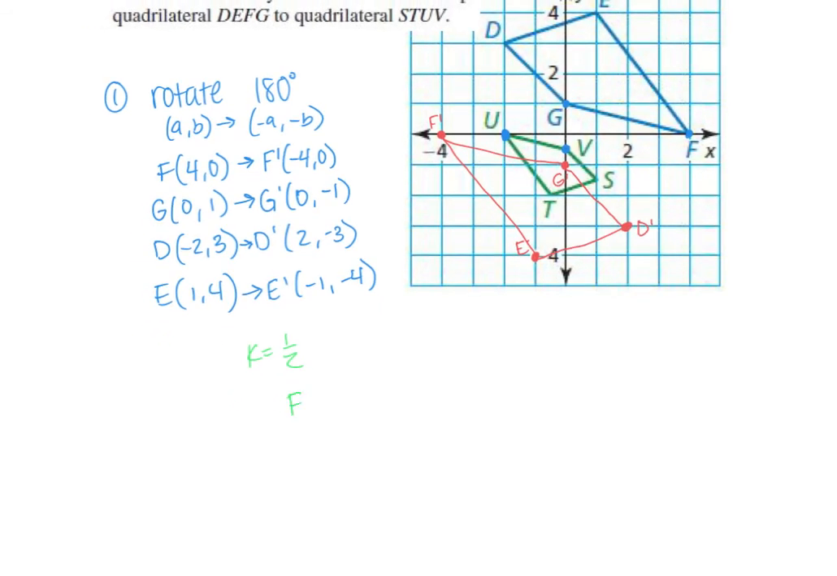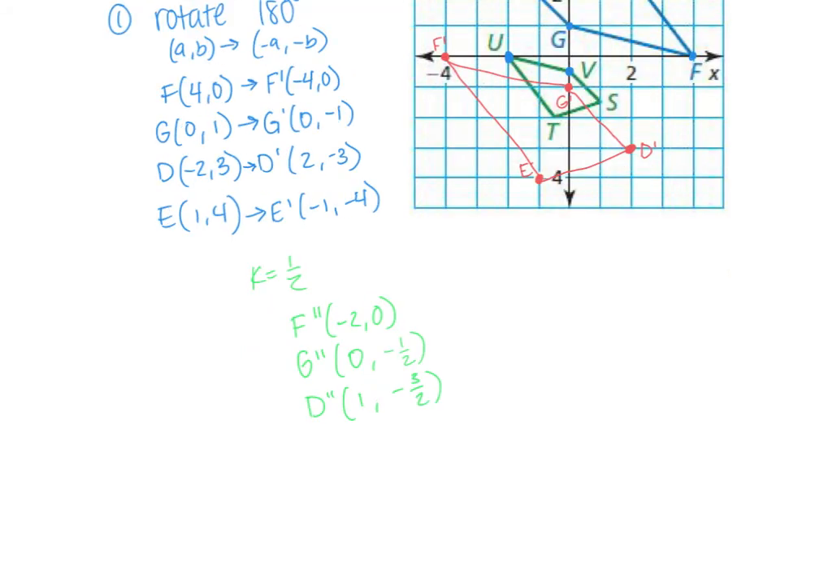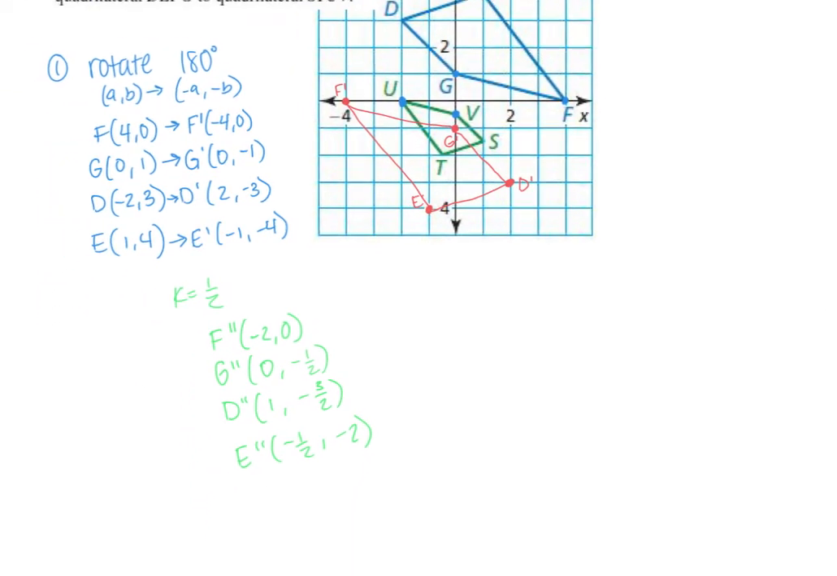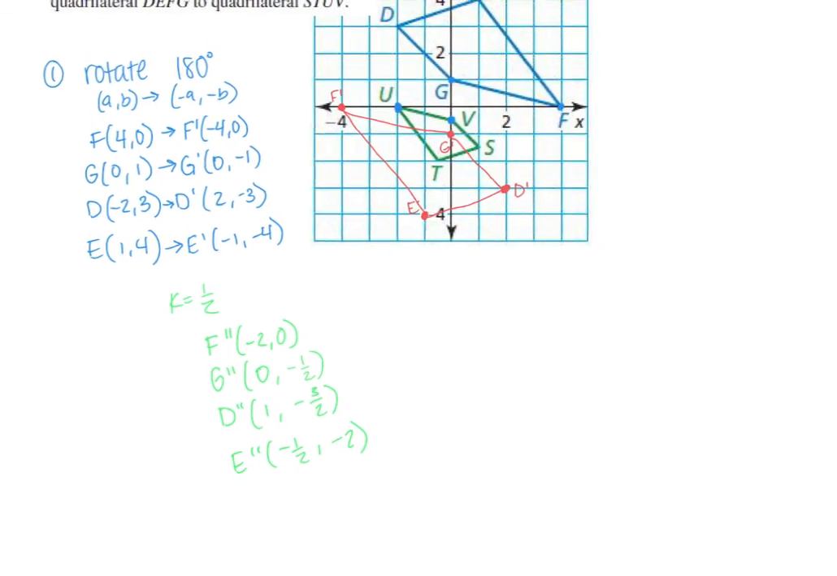So if F prime was (-4, 0), F double prime is going to be at (-2, 0). G double prime is going to be at (0, -1/2). D double prime is going to be at (1, -3/2). And E double prime is going to be at (-1/2, -2). Let's plot them and see if we get our green quadrilateral.